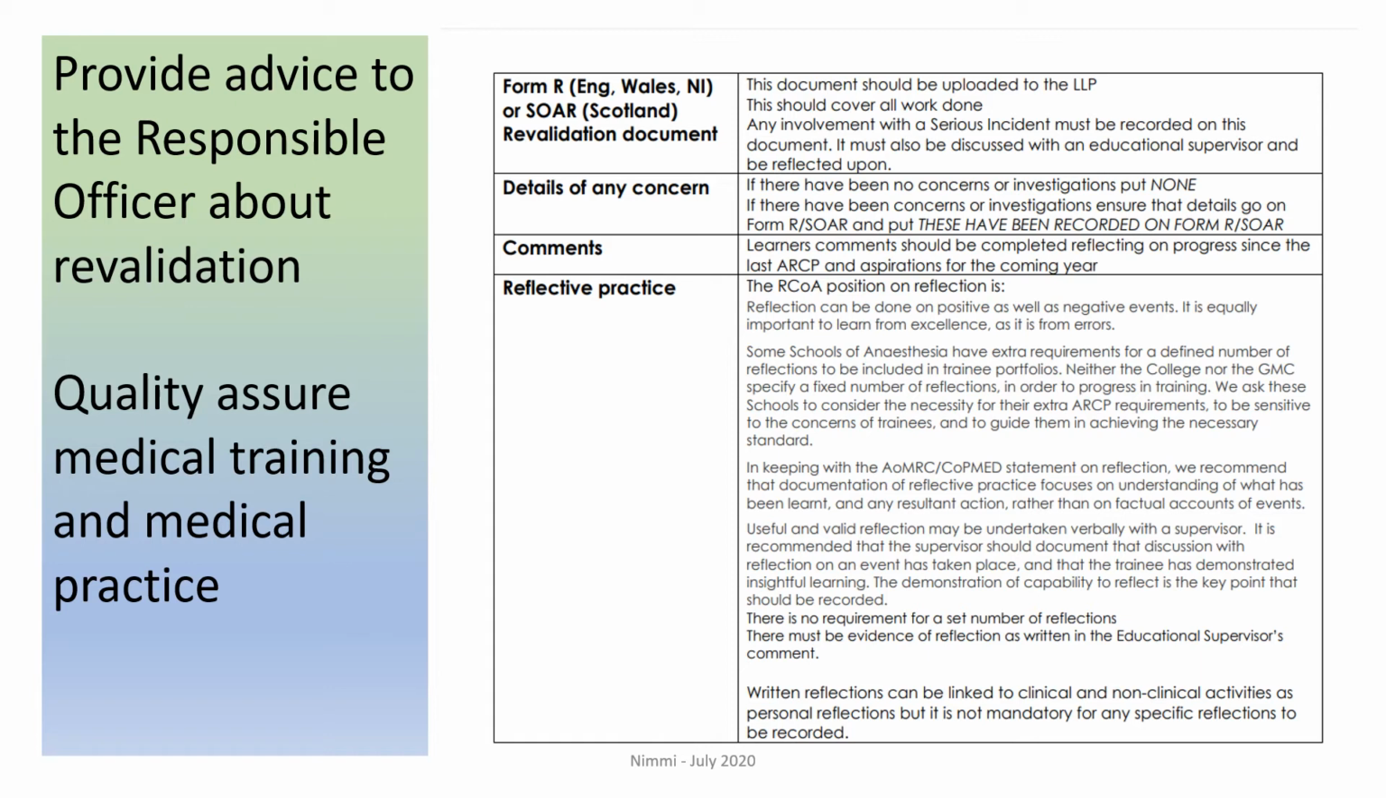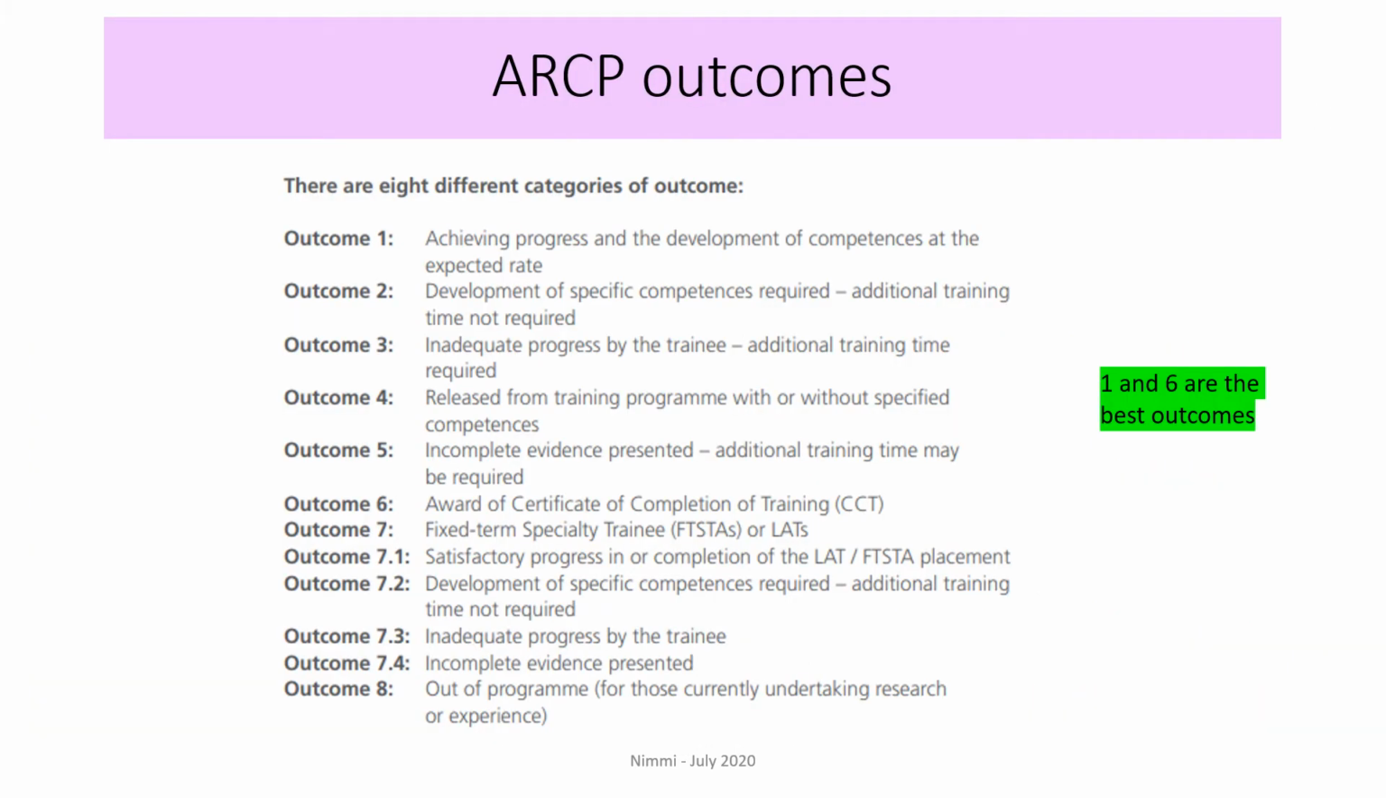This is particularly important after the high-profile case of Dr. Hadiza Bawa-Garba. You can see the various ARCP outcomes that could be awarded. As you can see, the favorable outcomes are outcomes 1 and 6, unless you're out of program for some reason and you're awarded an outcome 8.